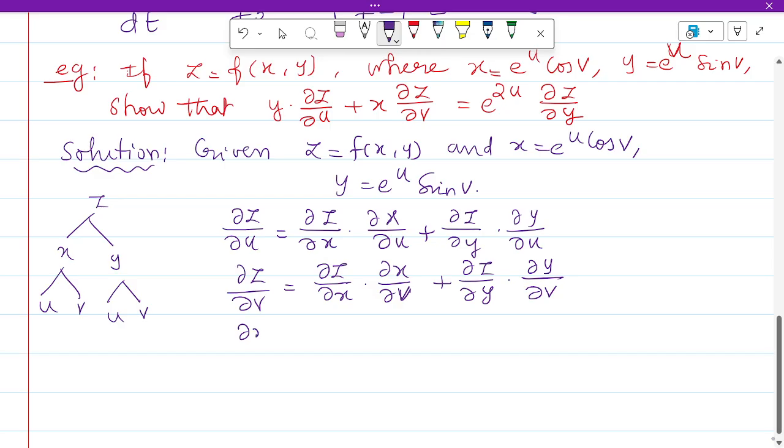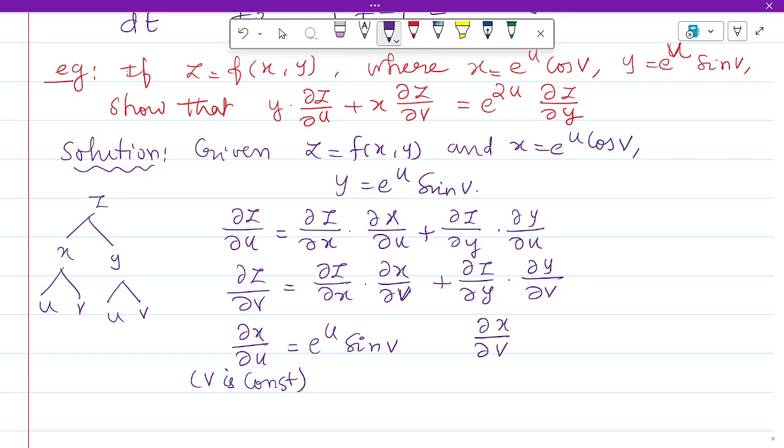What is dou x by dou u? Dou x by dou u is e power u cos v. You differentiate keeping v as constant. Similarly, dou x by dou v, here keep u as constant. So what is dou x by dou v? Minus e power u sin v.